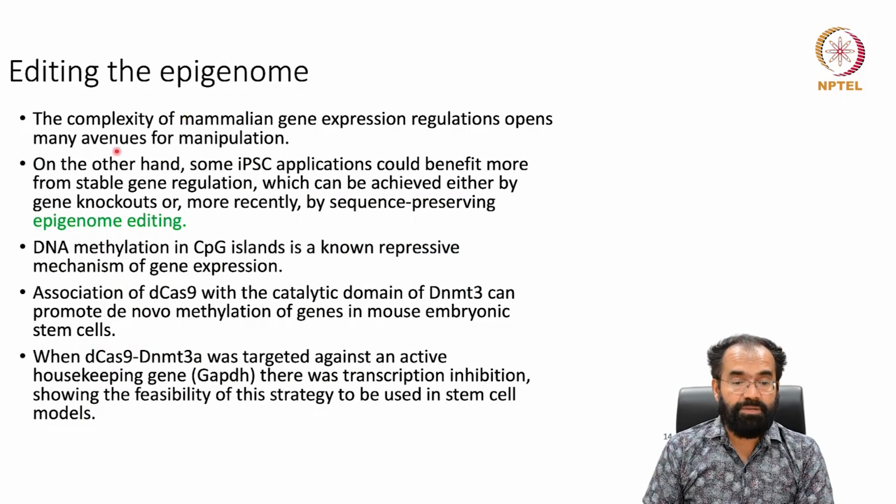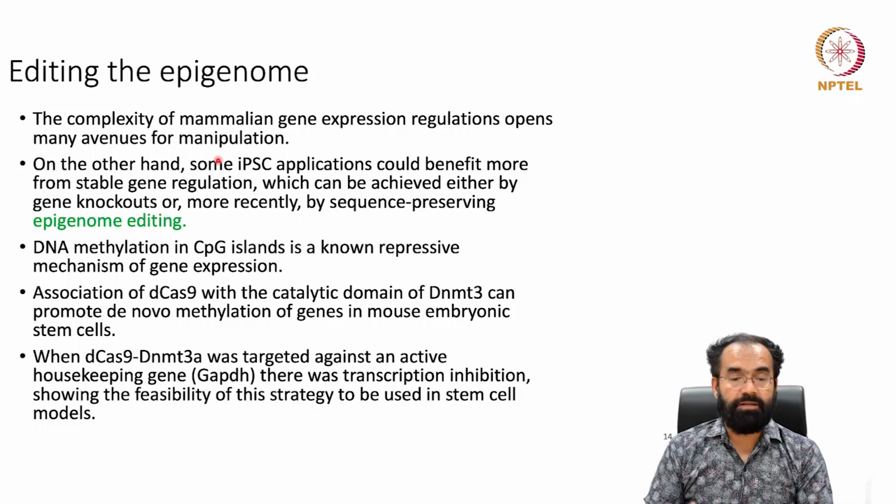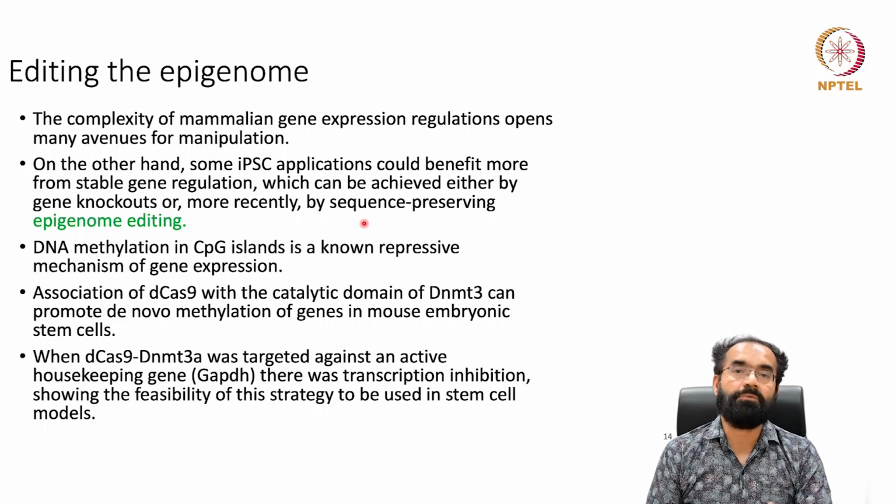So, editing the epigenome: the complexity of mammalian gene expression regulation opened many avenues for manipulation. On the other hand, some iPSC applications could benefit more from stable gene regulation, which can be achieved either by gene knockouts or, more recently, by sequence-preserving epigenome editing. So these are all the approaches we can take.